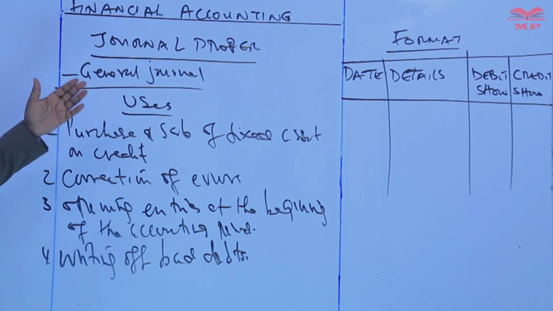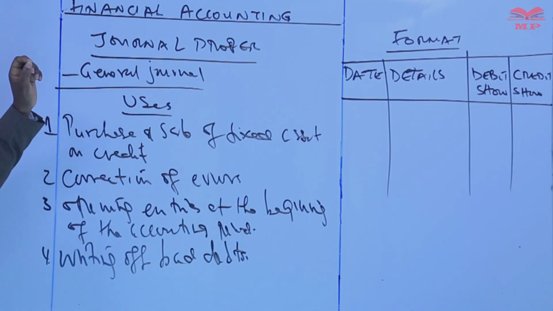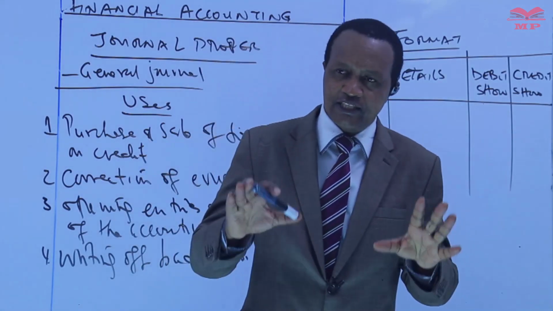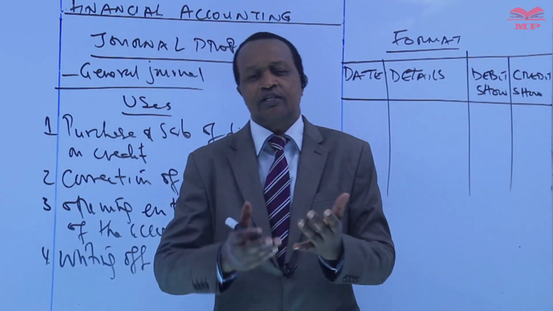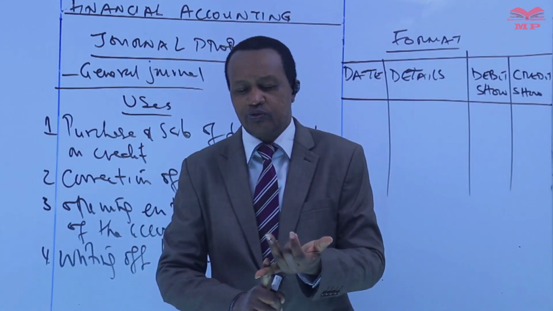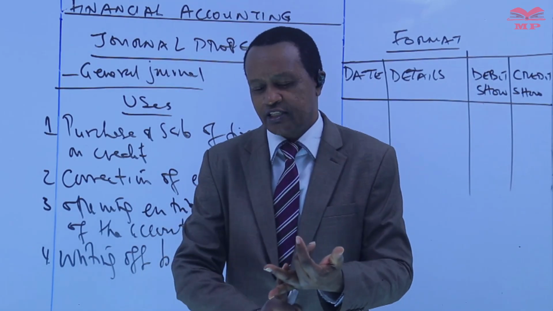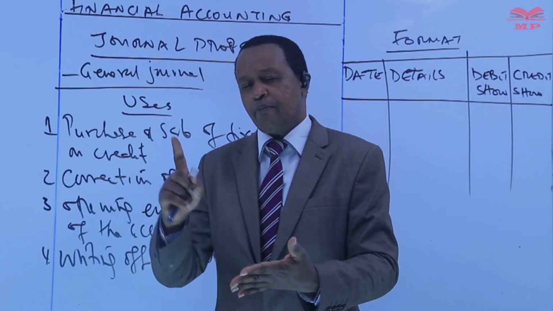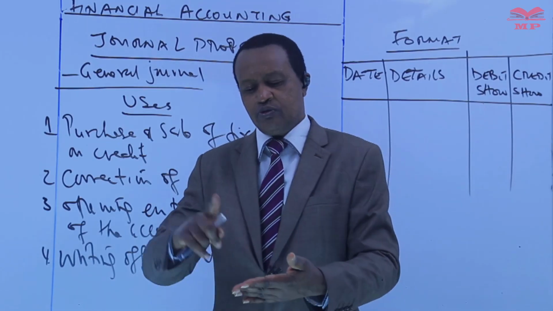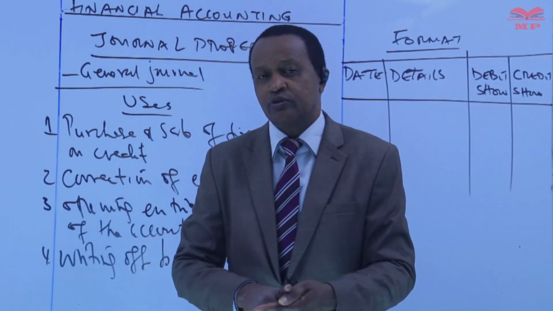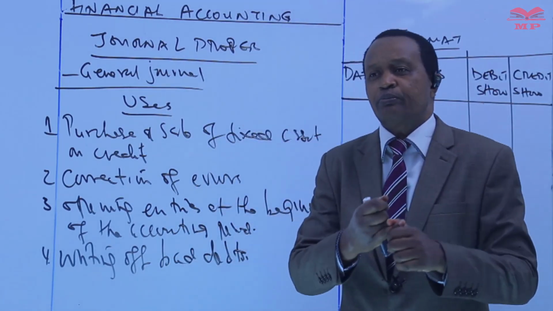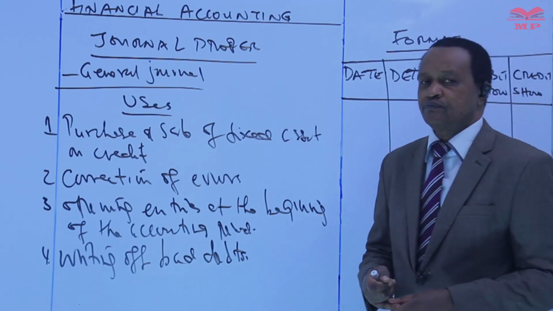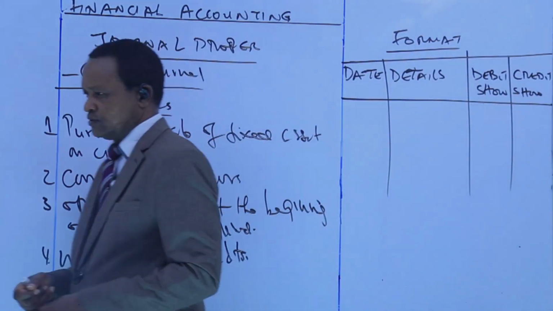So that is the last book, candidates, for the journals. So there are 6 main types of journals: the sales journal, sales returns journal, purchases journal, purchases returns journal. We have the cash book and the journal proper. Are we clear on that?